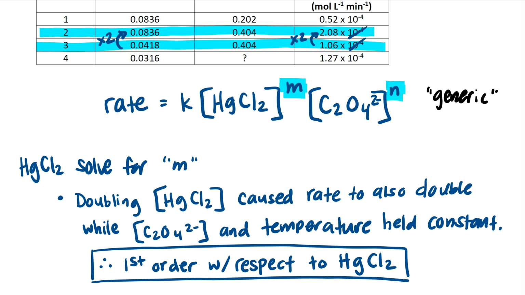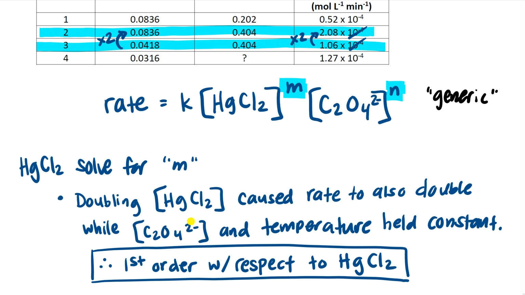All right, so what words would I have to write in order to get credit for this problem? This was free response and I had to show my thinking. We would have to say doubling the concentration of the mercury chloride caused the rate to double, while the concentration of the oxalate and temperature are held constant.